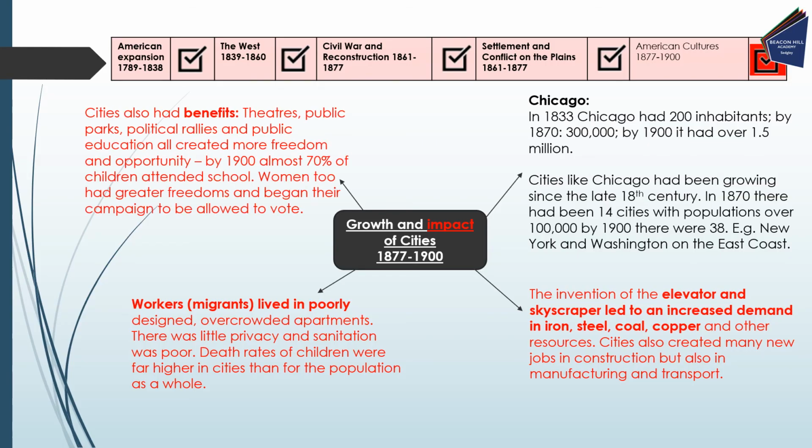Finally, there were some benefits of living in these new cities. They had theatres, public parks, political rallies, public education, and all of these were seen as desirable. They created more freedom and opportunity, and by 1900, almost 70% of children were attending school. Women too had greater freedoms and began their campaign to be allowed to vote. So we've got two negative impacts, one positive, and you've got some statistics here about the growth of cities such as Chicago.